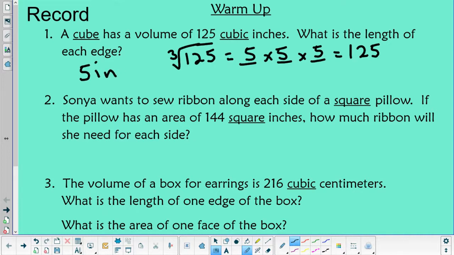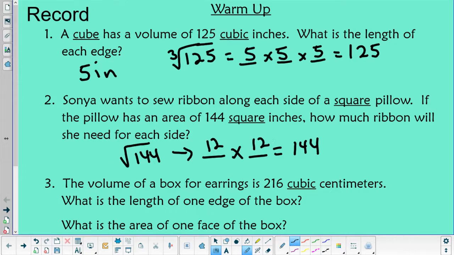Okay. Sonia wants to sew ribbon along each side of a square pillow. If the pillow has an area of 144 square inches, how much ribbon will she need for each side? So we see square and square, so that means we're going to use the square root of 144. That means what times itself equals 144? Yeah, 12 times 12 equals 144. You can use your calculator or you can think about it. So again, our unit is inches, so our answer is 12 inches.